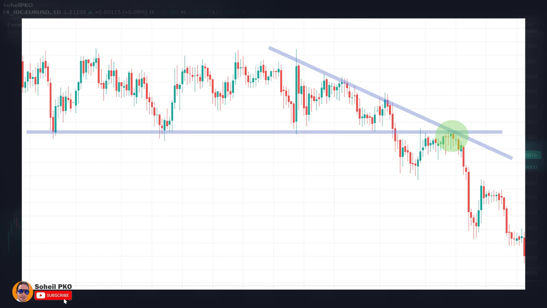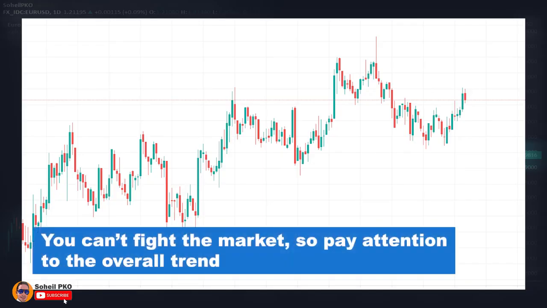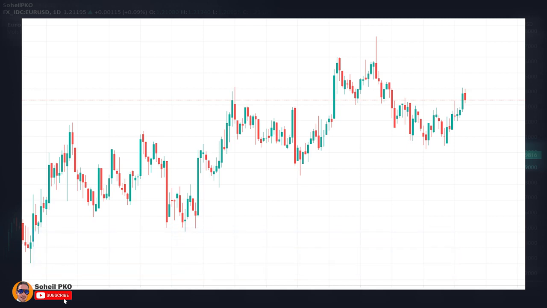So always try to look for these kinds of confluence levels that show very strong levels or areas, and they can provide you high probability trade with minimum amount of risk. You can't fight the market, so pay attention to the overall trend. Definitely you've heard the sentence, trend is your friend, and that is absolutely true.